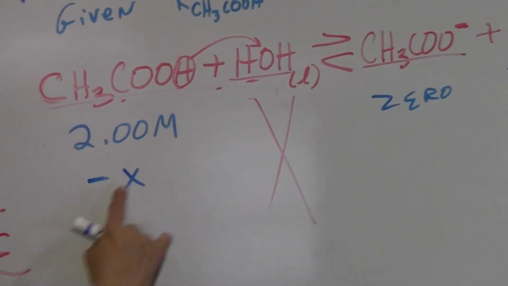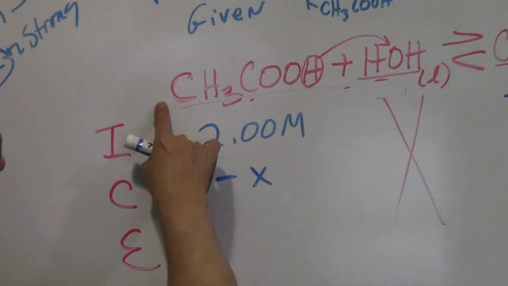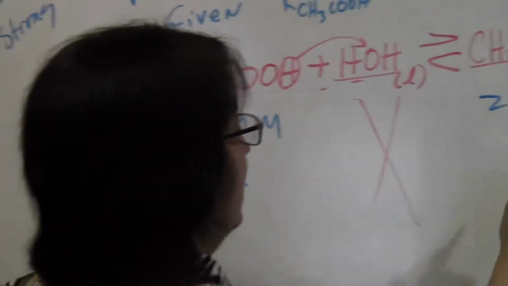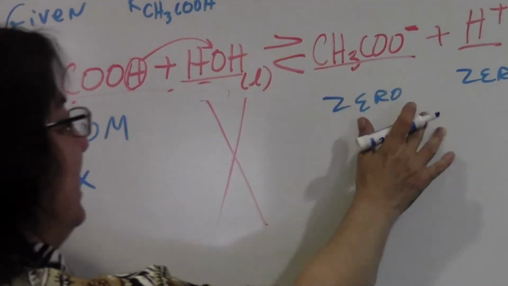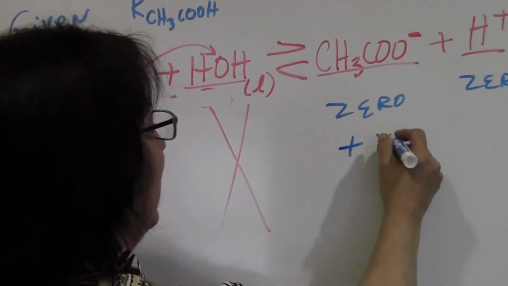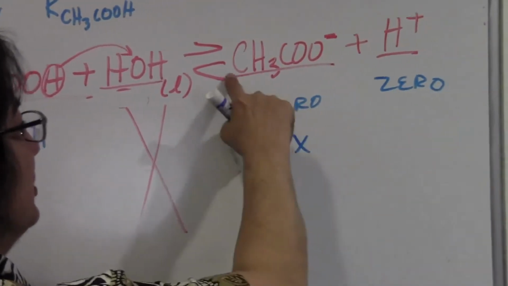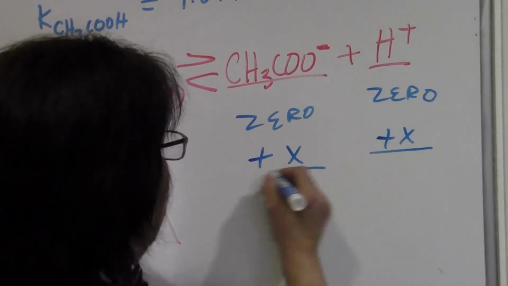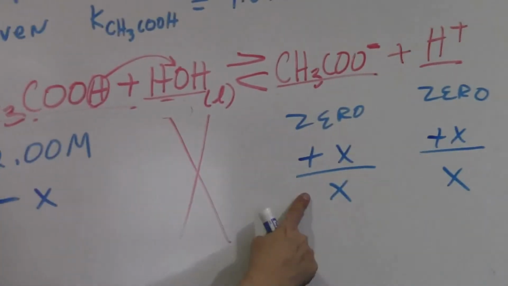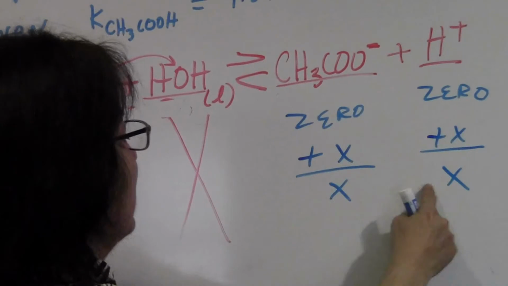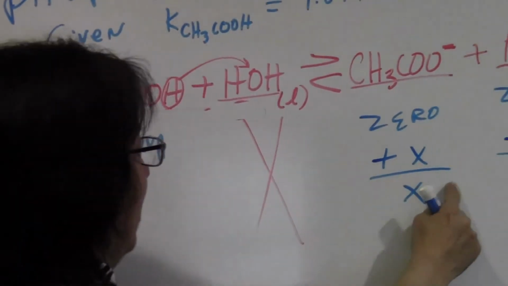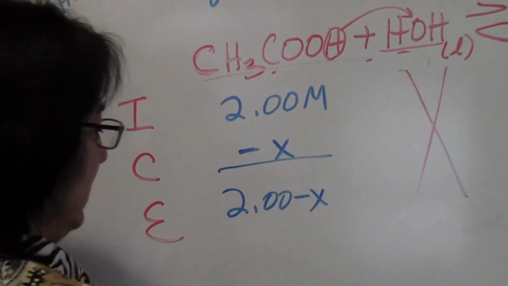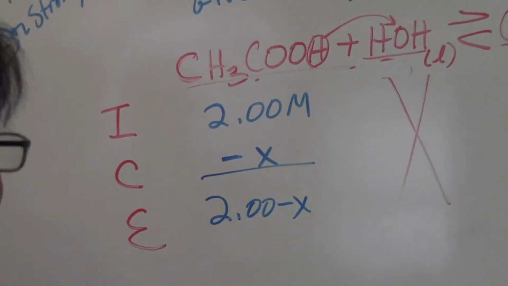We always use x. It's actually x times the coefficient, but since the coefficient here is 1, I'm just going to write x. Whatever is lost here is gained here, so I'm going to gain x times the coefficient, which in this case is 1. Coefficient 1, again, just plus x. So our concentrations of these two ions at equilibrium are listed as x, and our concentration here is 2.00 minus x.